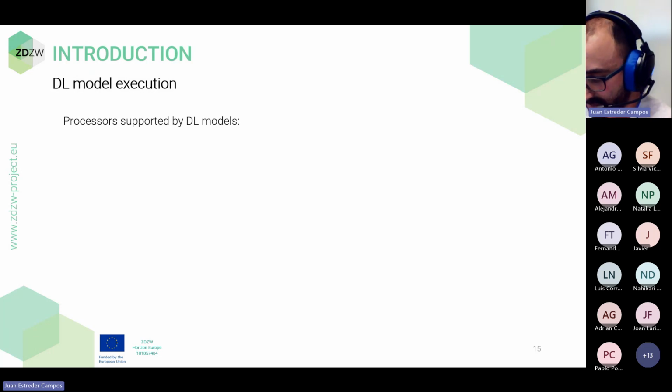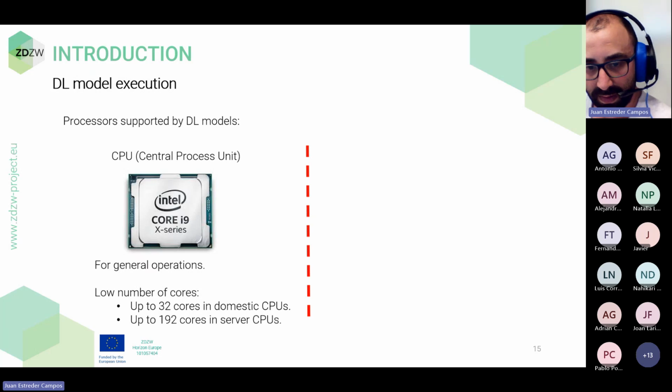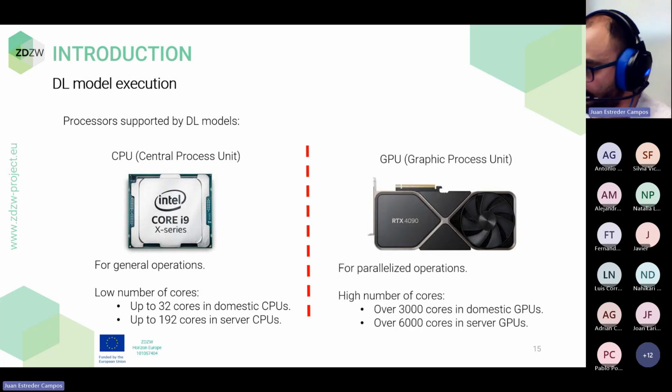First of all, we have the CPU that, as you can see, has a low number of cores and is used for general operations, like playing video games or opening a document. And then we have the GPU, the graphics processing unit, that, as you can see, is used for parallelized operations and has a greater number of cores than the CPU.